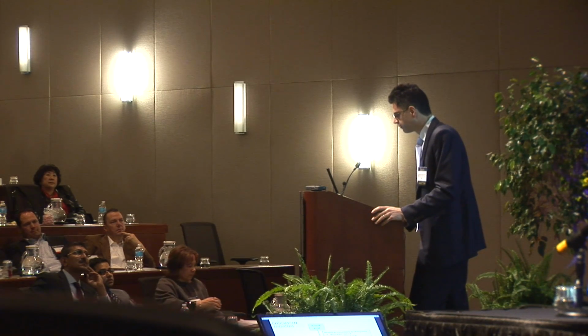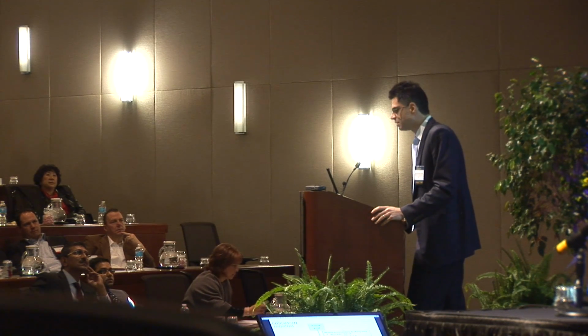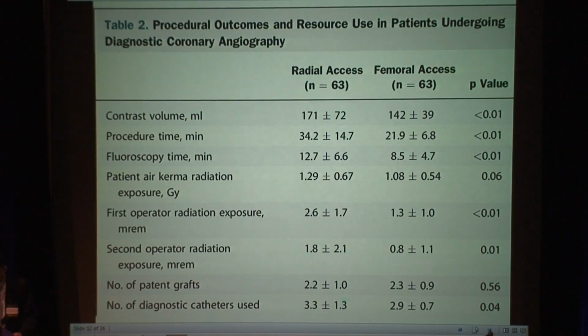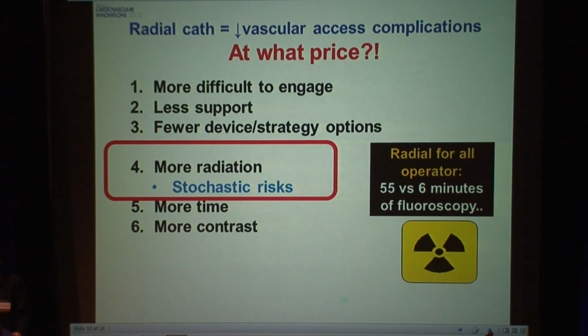What we found is, first of all, that if you try to go radial, 17% of the time you have to switch to femoral. So right off the bat, 1 in 5 or so are going to have to be switched. Number two, you use more contrast, more radiation for the patient, more radiation for you, and the whole thing is very painful. So clearly it's not the same. You may choose to do it if you would like to suffer and get more radiation, but clearly there are some differences there.